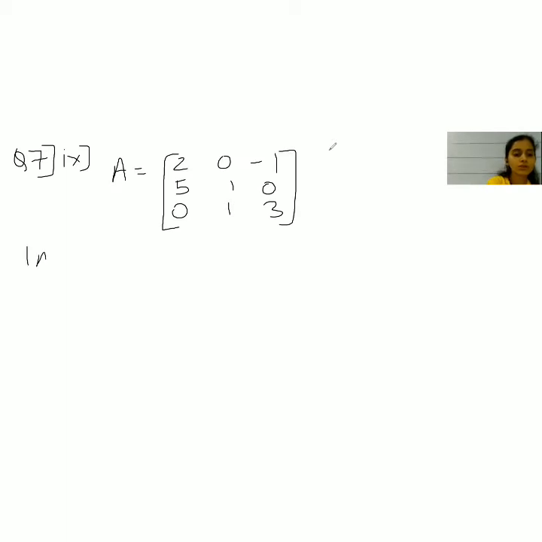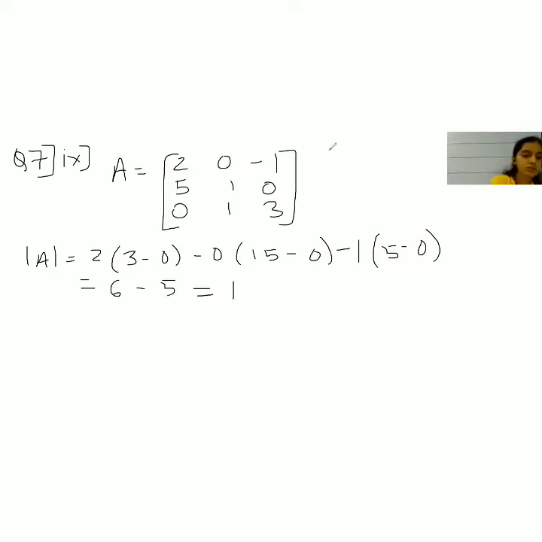Determinant of A is equal to 2 multiplied by 3 minus 0, multiplied by 15 minus 0, minus 1 multiplied by 5 minus 0. So we have 6, and the last term is 0 minus 5, so the determinant is 1. So yes, A inverse exists. You have to write this and then we can go for the method.